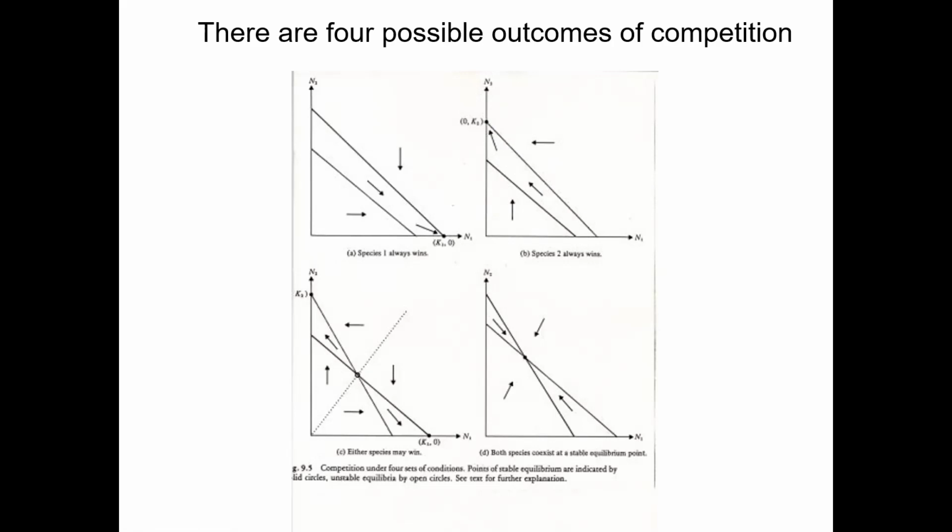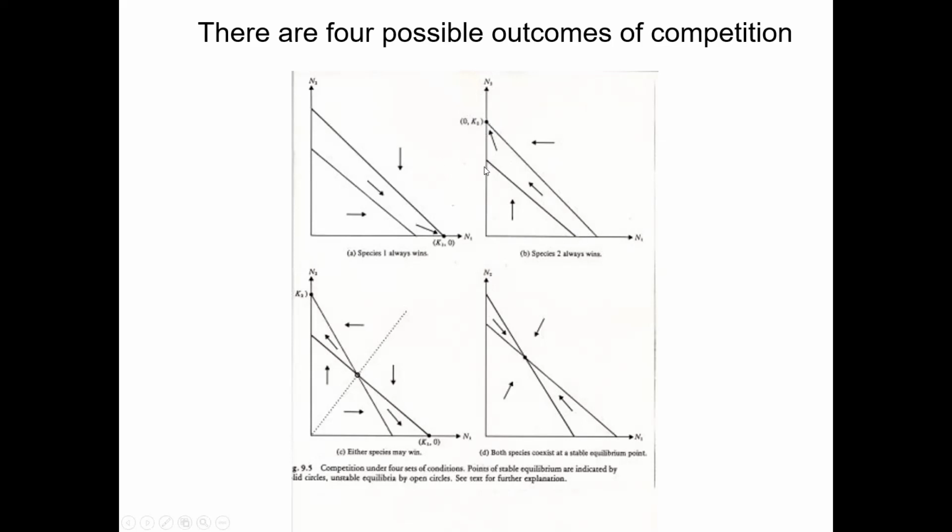Okay, I'm always going to label the points at the ends of the isoclines, unlike this one, which is slightly confusing for that part. But this is always going to be K2. This is always going to be K1.